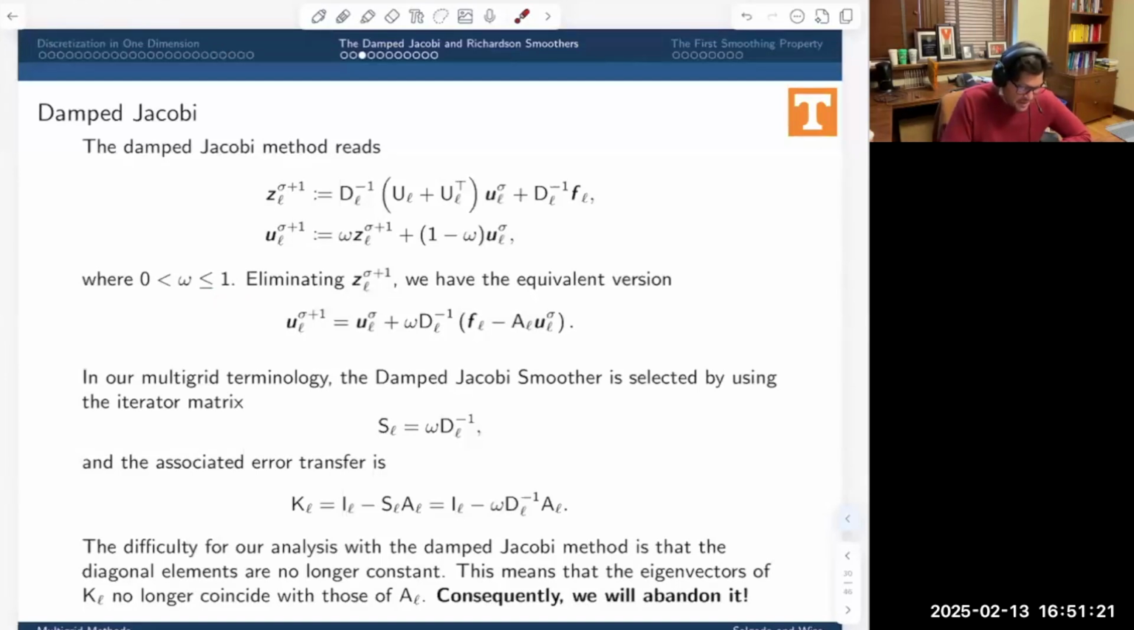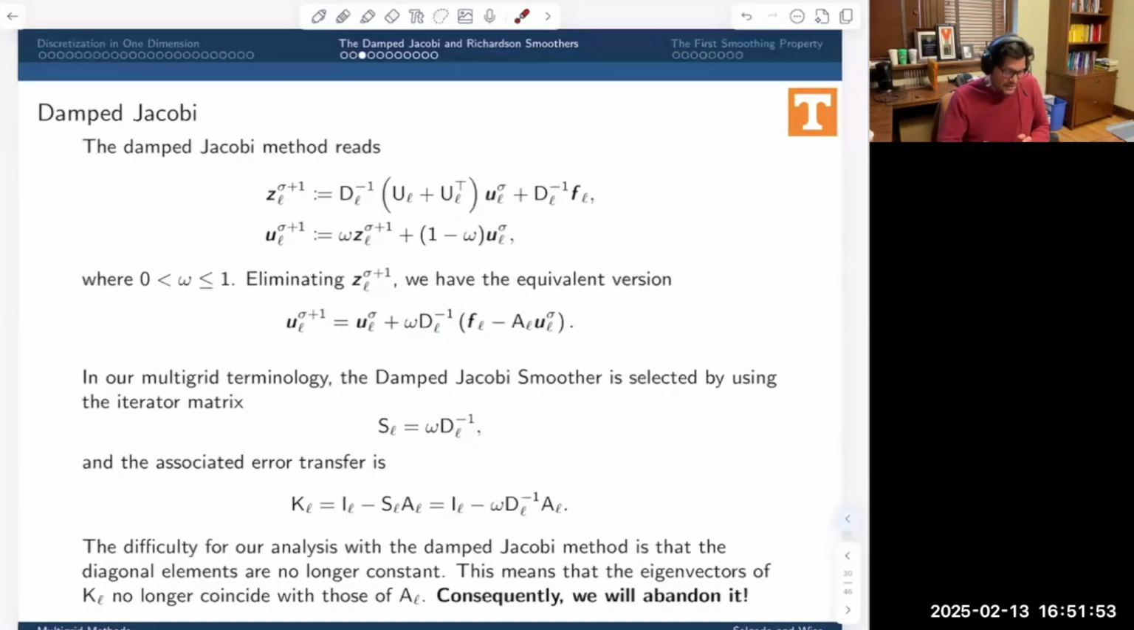Now we can eliminate ZL sigma plus 1 and just write things in a standard way. Okay, and this is a very simple thing we talked about from chapter 1, and this tells us immediately what is our iterator matrix, right? So this is the matrix we called B previously, or B inverse. I forget what we called it. But in any case, that's our iterator matrix here.